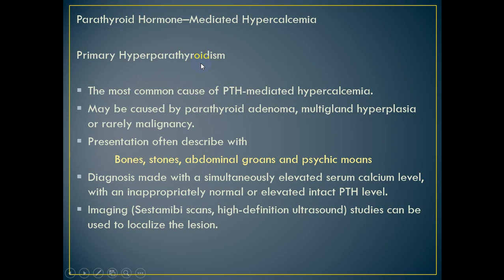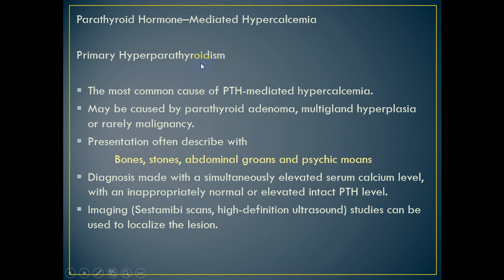Most commonly, primary hyperparathyroidism is due to parathyroid adenoma in one of the glands. However, it could be due to parathyroid gland hyperplasia, or in rare cases, parathyroid carcinoma.